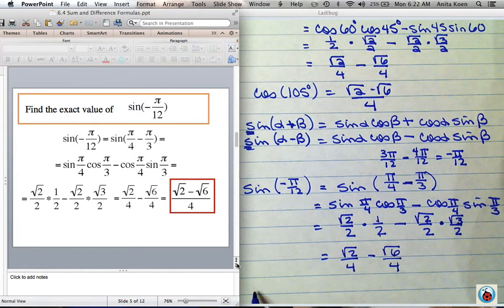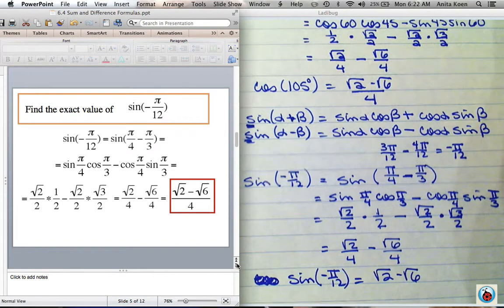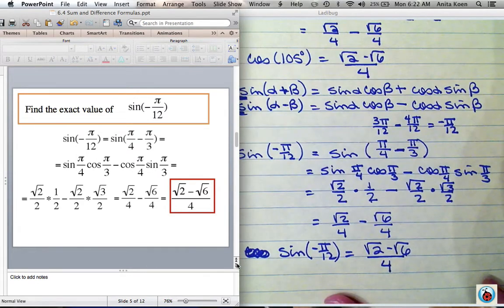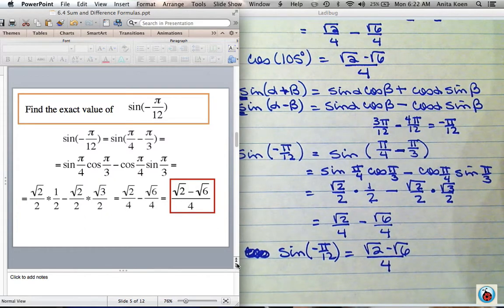And then I could write this as the sine of negative pi over 12 is equal to the square root of 2 minus the square root of 6. Scoot up just a touch. And we're going to keep our denominator of 4. Okay, so that is how we use the sum and difference formulas for the sine to find exact values.